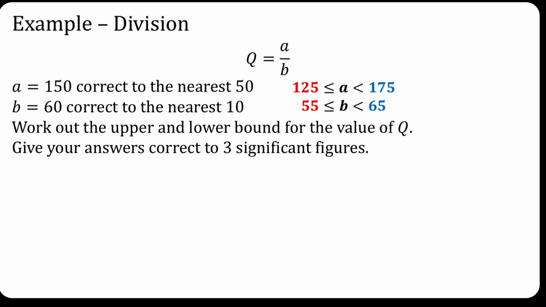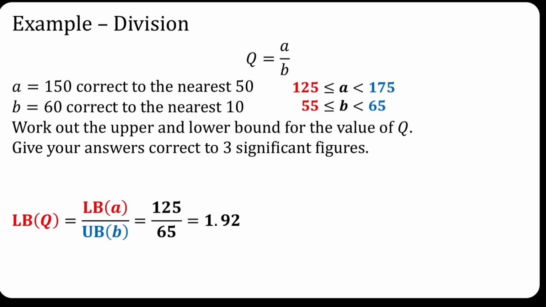Finally, let's move on to division, where we calculate the quotient Q. Imagine an amount of money, let's call this A, which is 150 correct to the nearest 50, is being shared equally among a number of people. Let's call this B, which is 60 correct to the nearest 10. We use the same bounds as before. For each person to receive as little as possible, the total money must be smallest and the number of people must be largest. So we take the smallest value of A and divide by the largest value of B. So 125 divided by 65 is 1.92, correct to three significant figures.